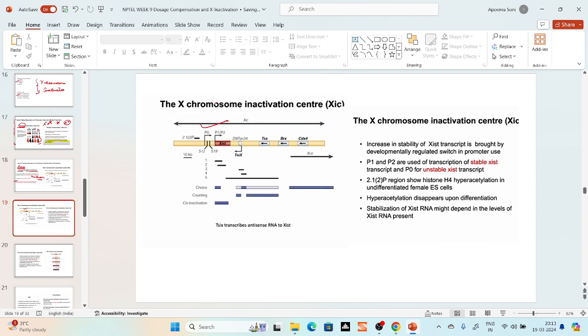And hyperacetylation disappears upon differentiation. Okay, you just need to read about this, nothing much to explain. Just stabilization of Xist RNA might depend on the level of Xist RNA present. And hyperacetylation disappears upon differentiation. Okay, these are just the points to explain.